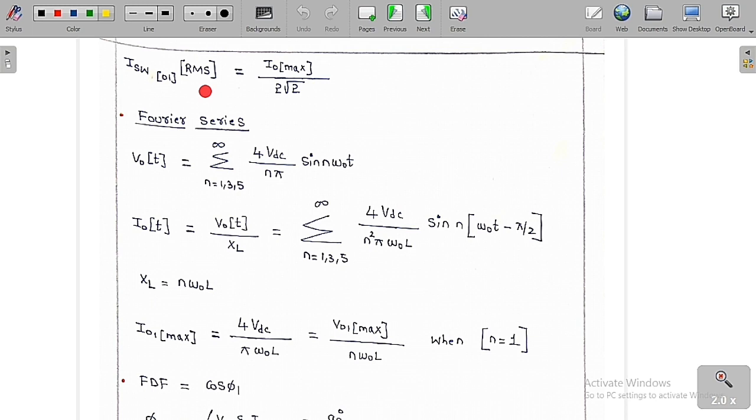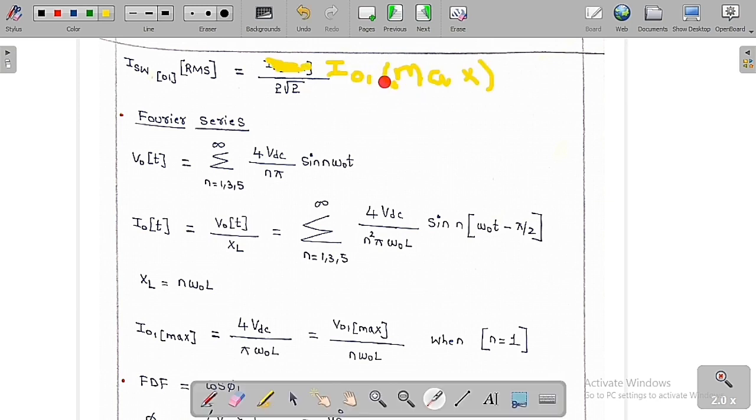If you want to find the RMS value of the fundamental component of the switch current, I have already told you that for a half wave rectifier the RMS value is peak value by 2, but here it is half of the half wave rectifier, so it is divided again by root 2. So you are going to get I01 max by 2 into root 2. Here I01 max is the maximum value of the fundamental component of the output current.